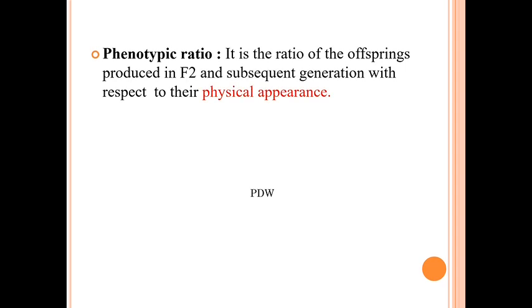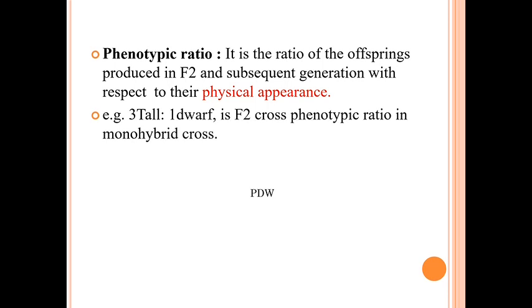Phenotypic ratio. It is the ratio of offspring produced in F2 and subsequent generations with respect to their physical appearance. For example, the phenotypic ratio in the monohybrid cross comes to 3:1, 3 tall to 1 dwarf.